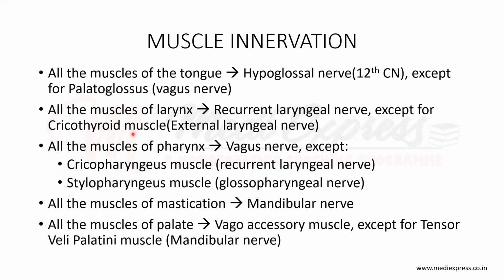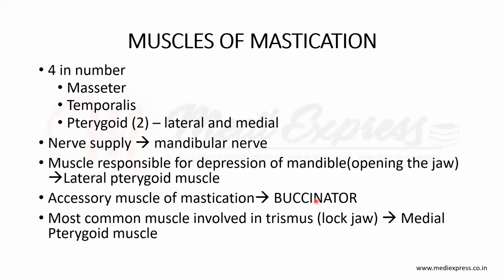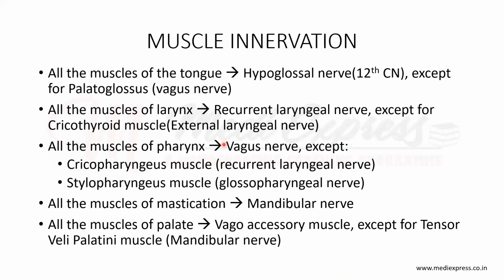These are points to remember. At a glance, you should remember all this. All the muscles of the pharynx are supplied by the vagus nerve except for the cricopharyngeus muscle, which is supplied by the recurrent laryngeal nerve, and the stylopharyngeus muscle, supplied by the glossopharyngeal nerve. Now, all the muscles of mastication are supplied by the mandibular nerve. Next one, all the muscles of the palate are supplied by the vagoaccessory complex, except for the tensor veli palatini muscle, which is supplied by the mandibular nerve. So this is something you have to know, and it is very important. If you want, you can take a screenshot of it.